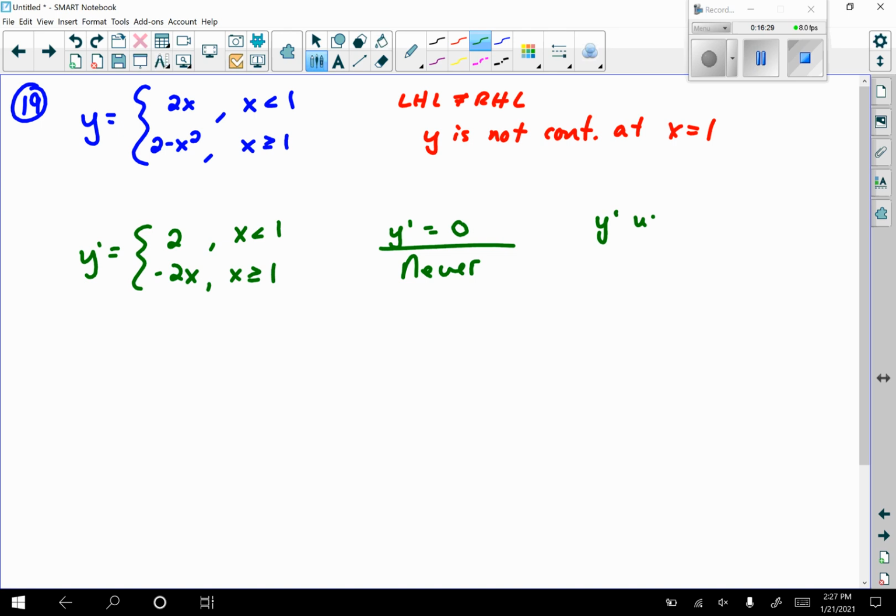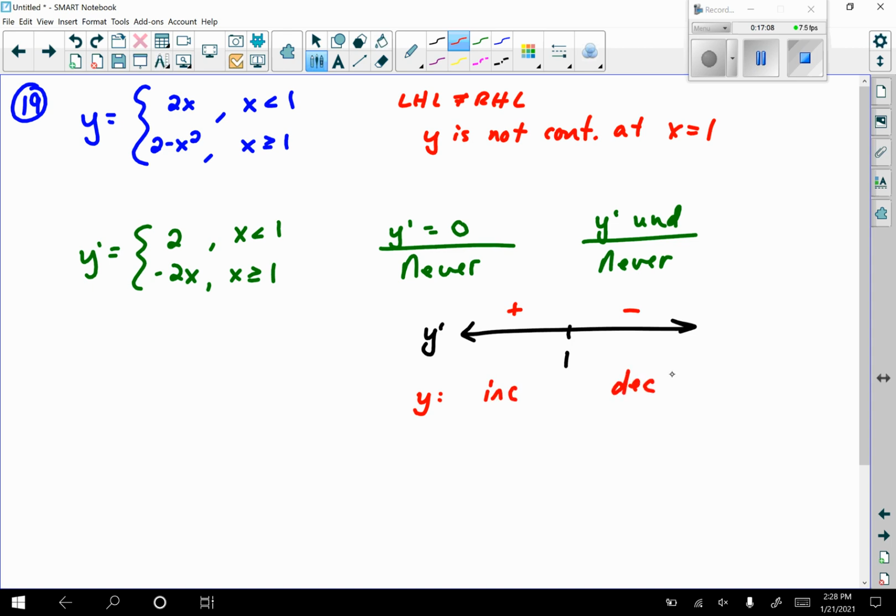Is y prime ever undefined? No. But we still need to see where our function is increasing or decreasing, so we're still going to make a first derivative number line. Even though I have no critical numbers, I am going to use this number 1 because it sort of separates the graph. So I need to see how the graph is behaving on each side. All right, so when x is less than 1, I have a constant here of 2, so that's always positive. When x is greater than 1, negative 2 times any number greater than 1 is always going to be negative. So my function y is increasing, then decreasing.